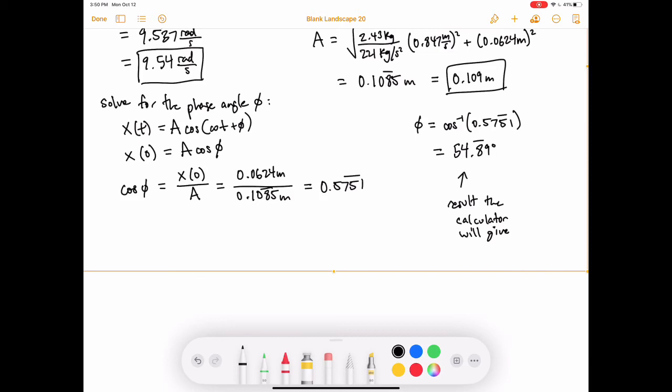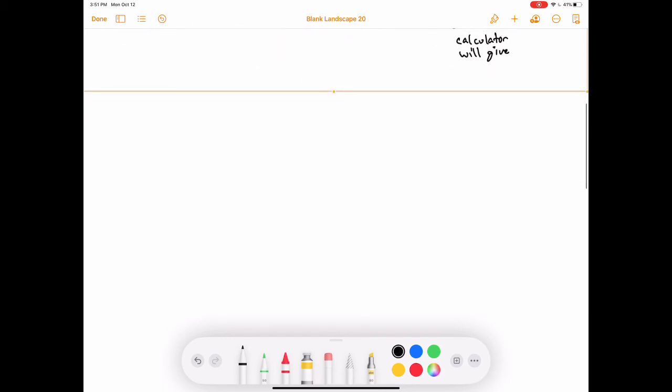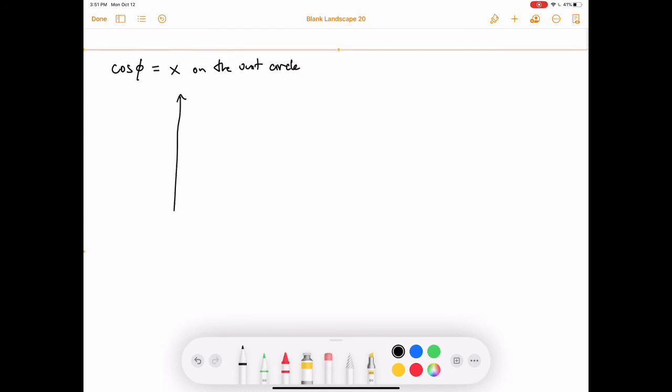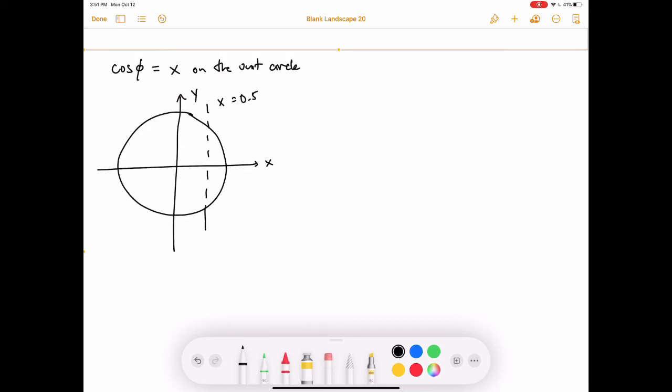Now, unfortunately, we're not done yet because the calculator doesn't give us the whole story. Let's remember what cosine really means in the first place on the unit circle. Cosine of an angle is equal to the x-coordinate on the unit circle. So if we draw that unit circle with x and y coordinates, what we're saying is we're going to take x to be 0.5751.